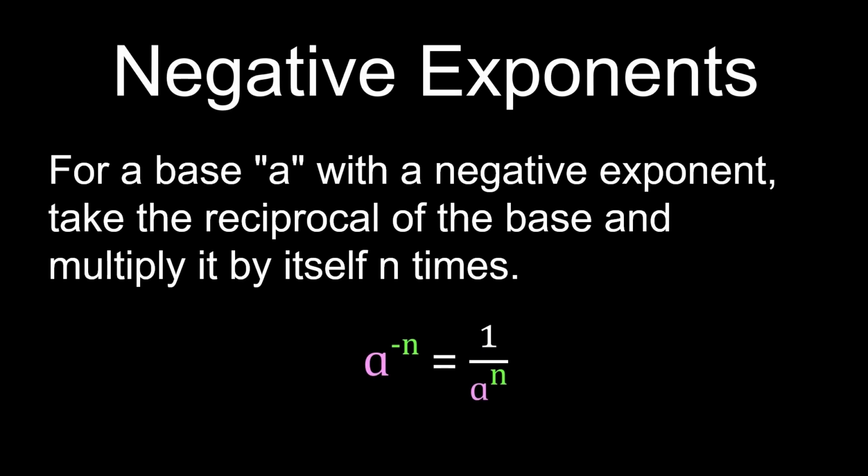When you have negative exponents, for example, a base a with a negative exponent, you take the reciprocal of the base and you multiply it by itself n times. So a to the negative n, the reciprocal of our base a is 1 over a, and we'll multiply that by itself n times.